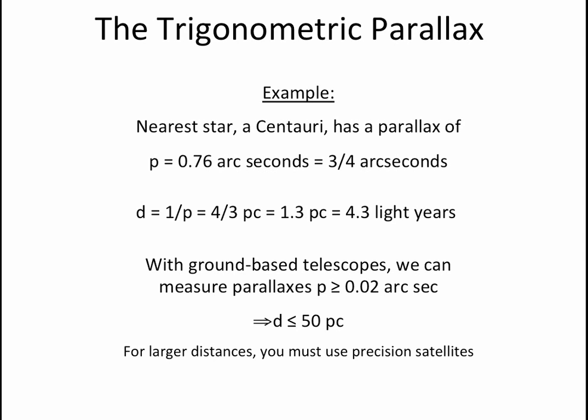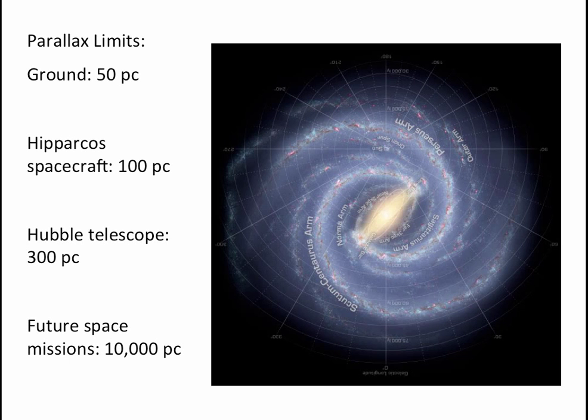So the distance to Alpha Centauri is 4/3 parsecs, which comes out to a little over 4 light years. With ground-based telescopes and very careful measurements, we can measure parallaxes out to about 2/100ths of an arc second, which is a distance of about 50 parsecs, or 150 light years. If we want to measure larger distances, we need precision satellites that can do this in space.